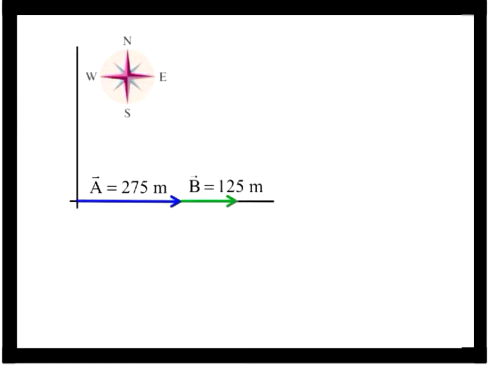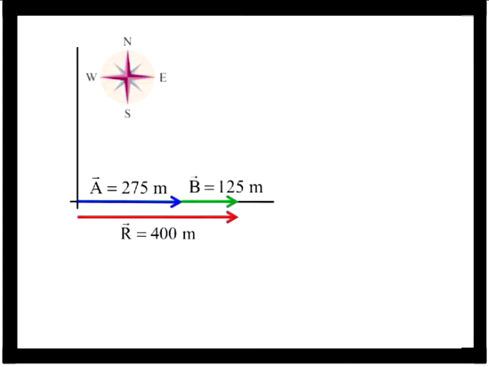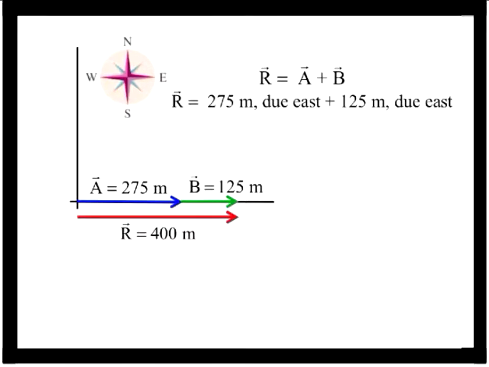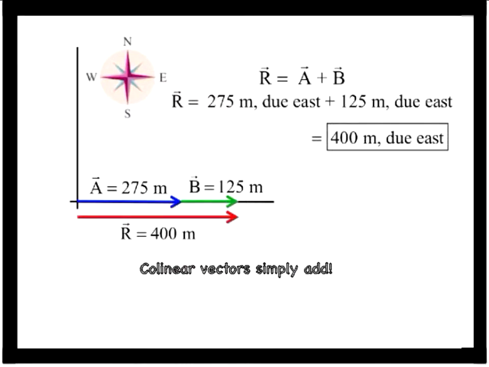When the vectors being added are collinear, like the two here, the magnitude of the resultant vector is just the sum of the two vectors. The direction of the resultant is of course in the same direction as the original two displacement vectors. Formally, we would write the vector addition in the following way. Vector r is equal to vector a plus vector b, or vector r is equal to 275 meters due east plus 125 meters due east, which is equal to 400 meters due east. Again, we can simply add the magnitudes in this way only because the two vectors point in the same direction.